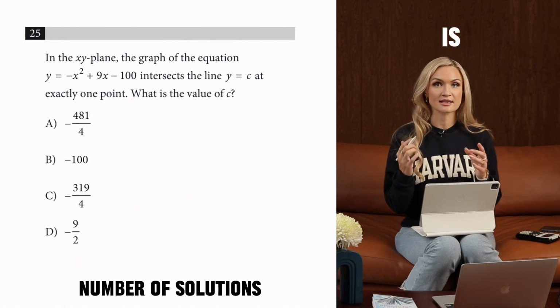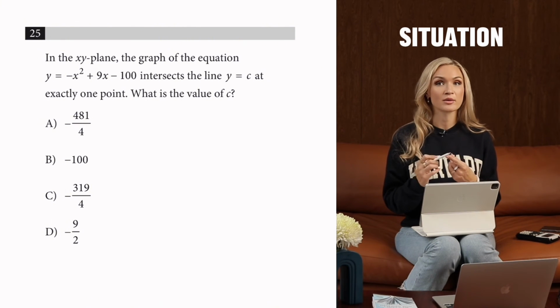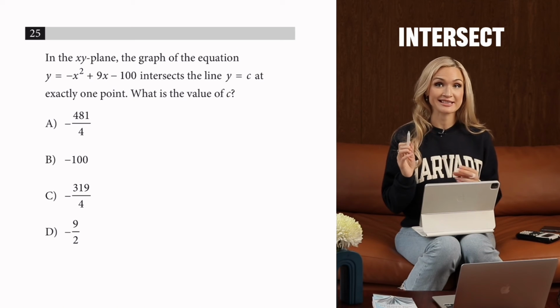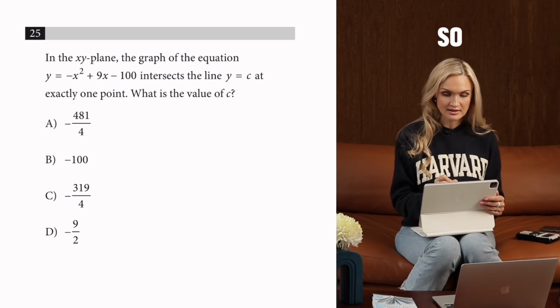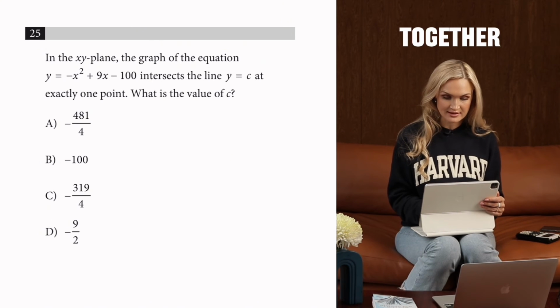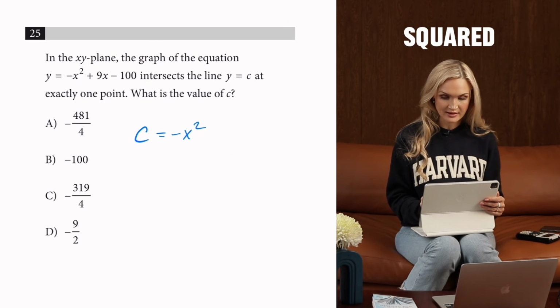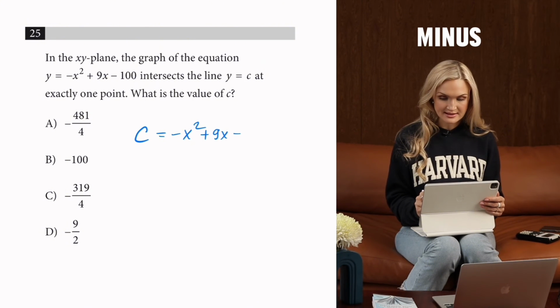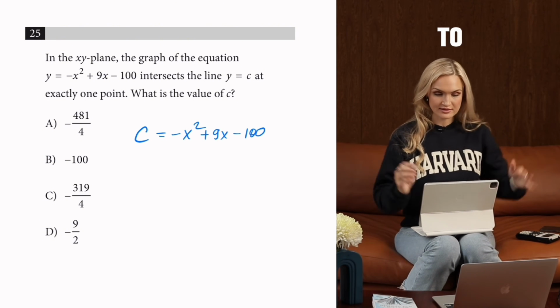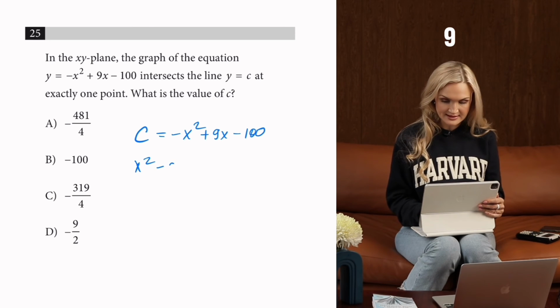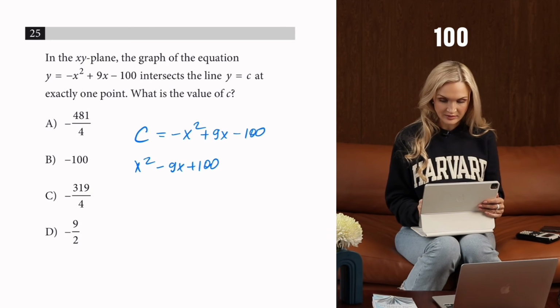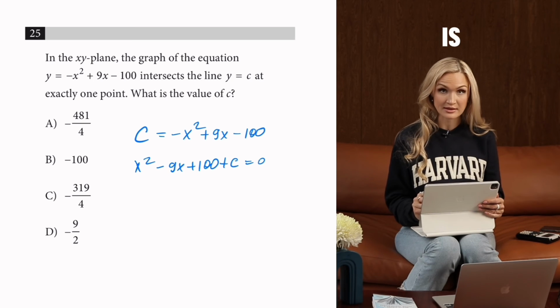The way I would like to solve it is through the number of solutions. The way I see this is a 2-equation situation. One is a quadratic, another one is a line. They intersect at exactly 1 point, which means the discriminant has to equal 0. So let me blend these two together. C equals negative x squared plus 9x minus 100. Bring everything to the left because I don't like dealing with negative x squared. X squared minus 9x plus 100 plus c, and that all is equal to 0.